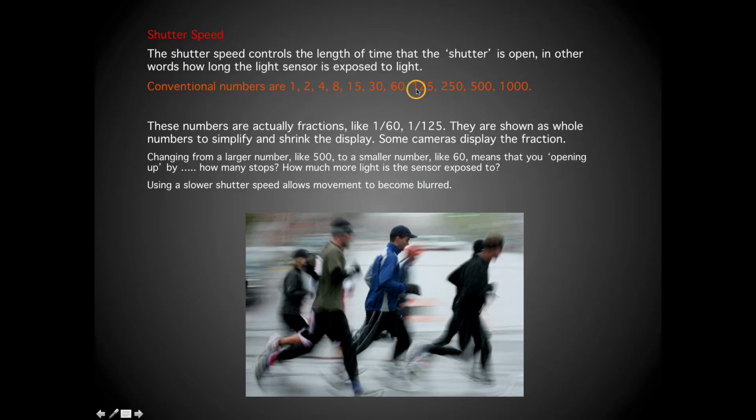They presume that you know that these are actually fractions. So these numbers are actually fractions, like 1/60th of a second, 1/125th of a second. They're shown as whole numbers to simplify and shrink the display. Some cameras display the fraction, like on the LCD on the back, but most cameras I've used just show these as whole numbers.